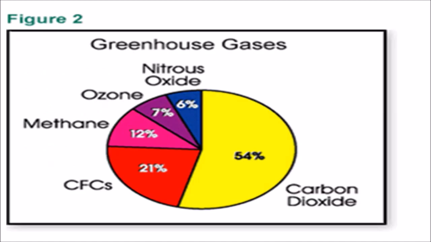Diagram showing the percentage of the different greenhouse gases present within the atmosphere. As you can see, carbon dioxide has the highest percentage among all the gases within the atmosphere.